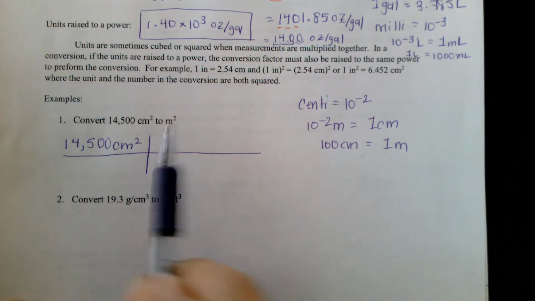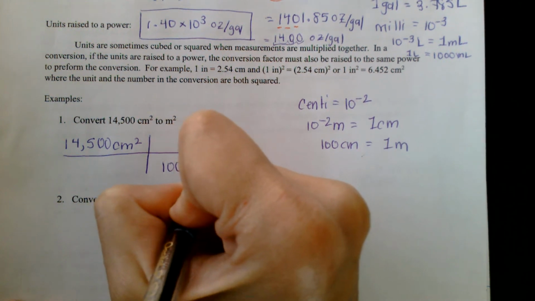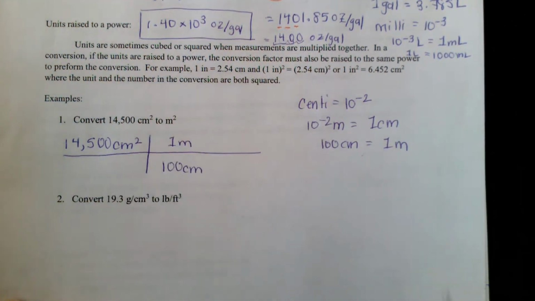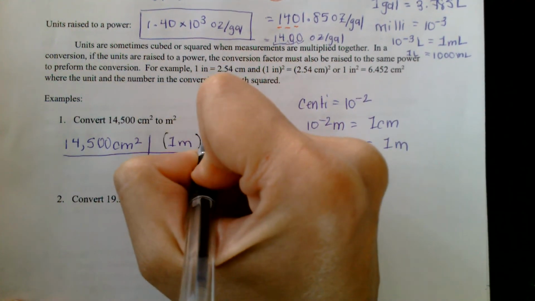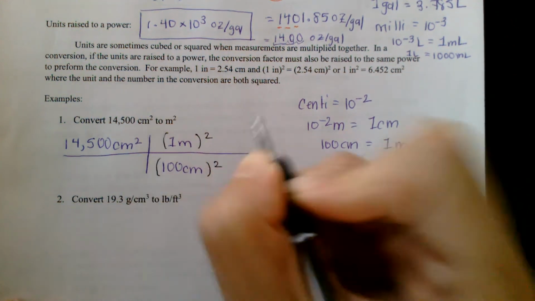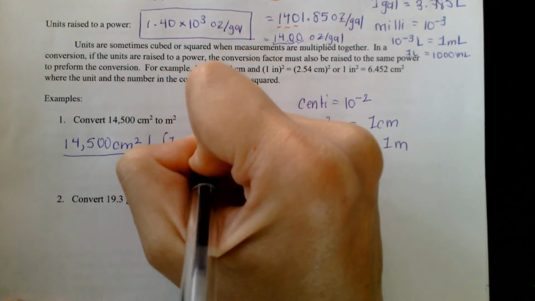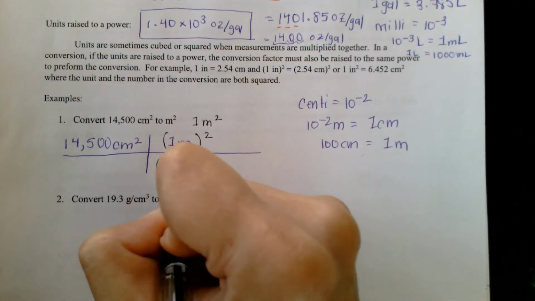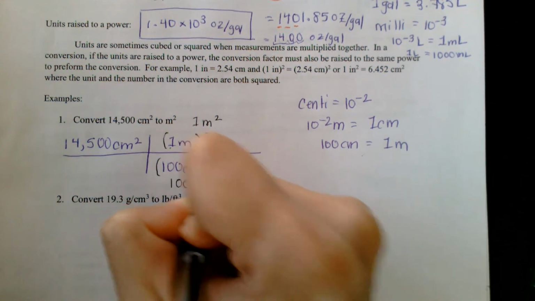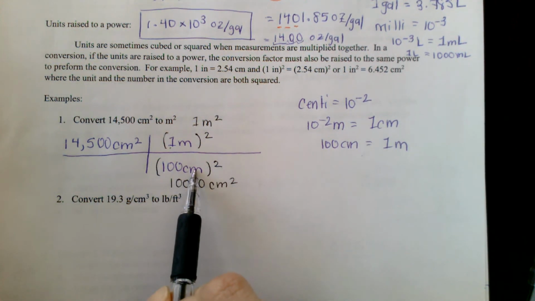Okay, so if we're going from centimeters to meters, we want centimeters to cancel, so that's going to go down here: 100 centimeters, and then our 1 meter will be up here. We want our units to be squared, so we have to square and square. So 1 meter quantity squared is 1 meter squared. Down here, we're going to have 100 squared, which gives us 1 followed by 4 zeros centimeters squared, where I've squared 100 and I've squared the centimeters here.